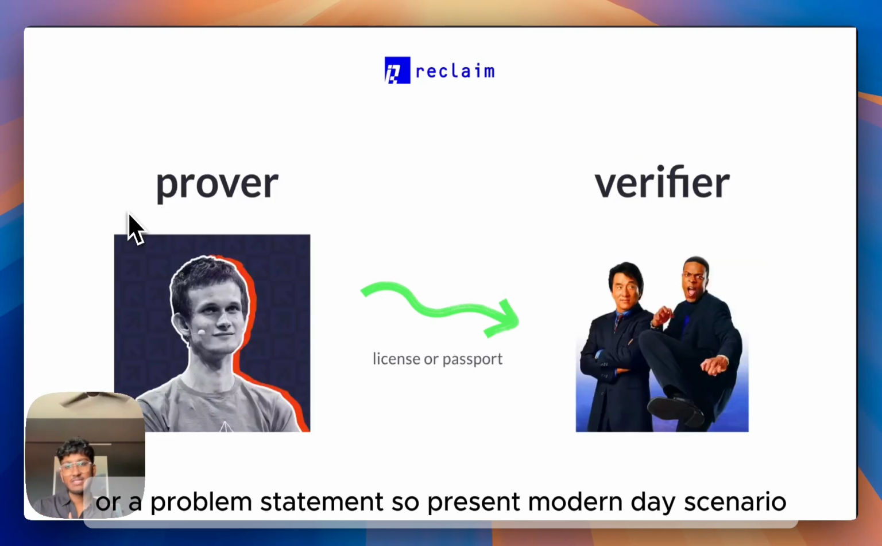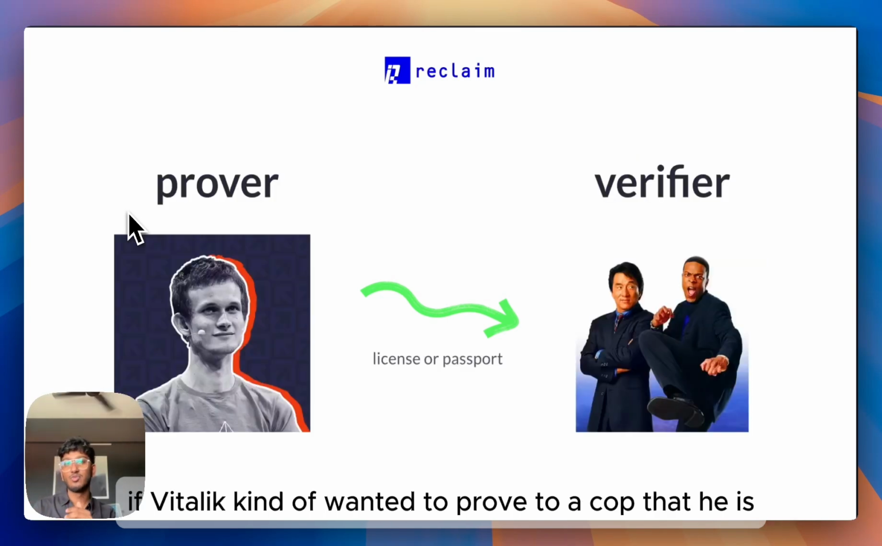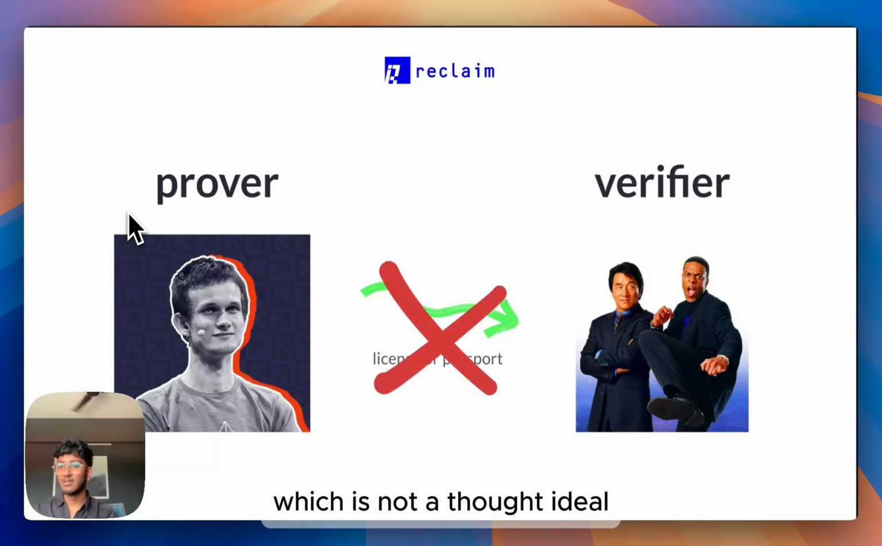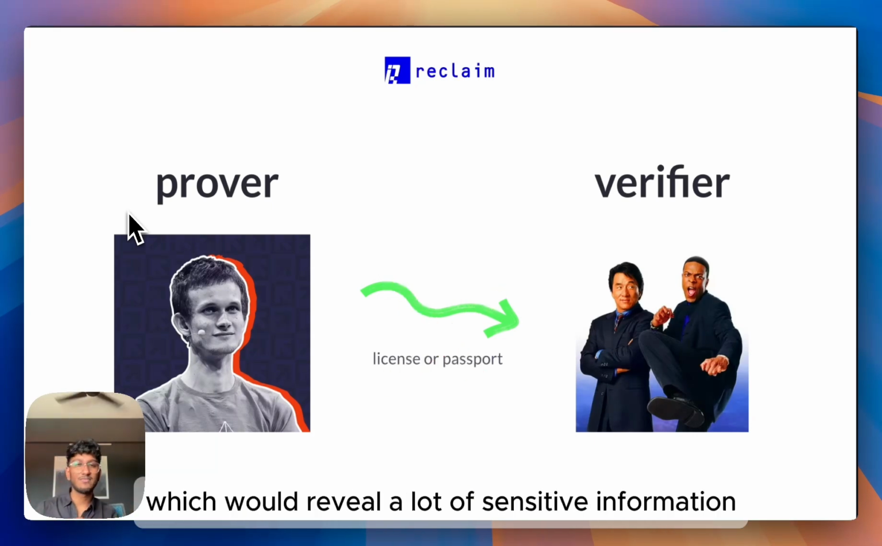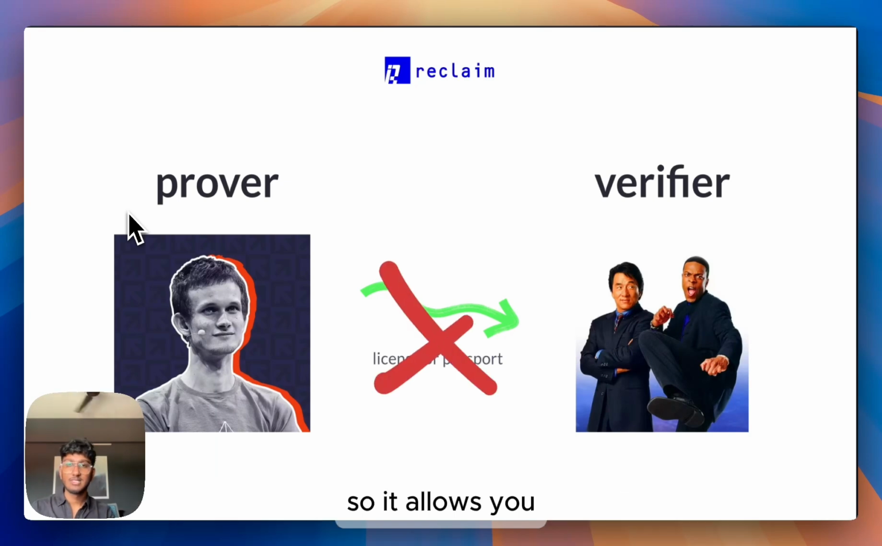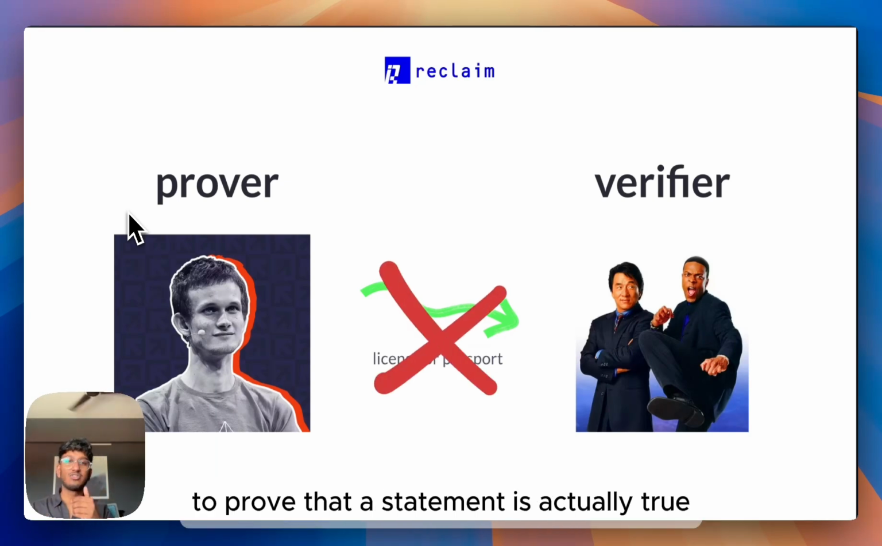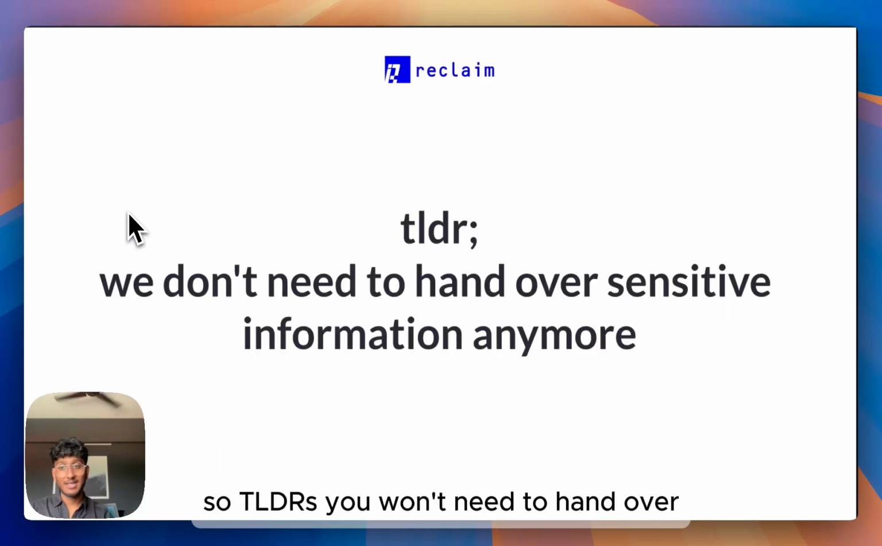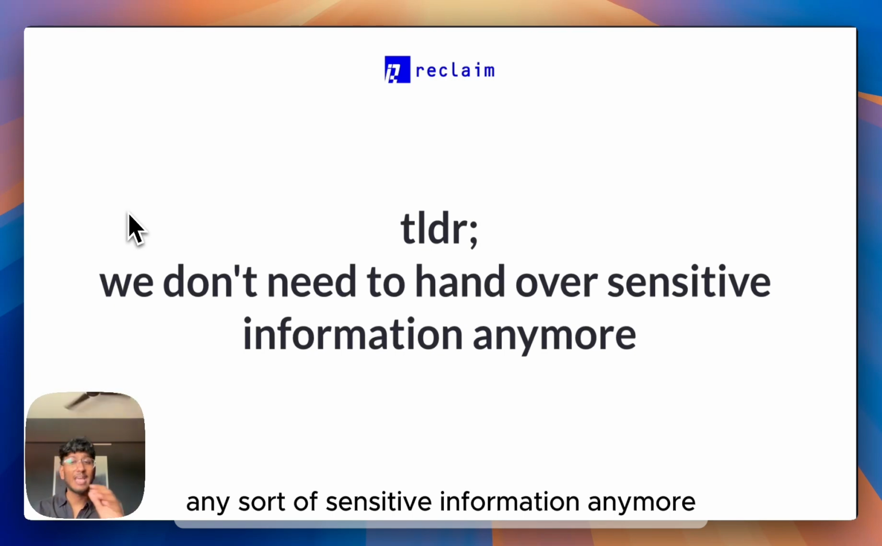So in a present modern day scenario, if Vitalik wanted to prove to a cop that he is in fact actually Vitalik, he would have to maybe give his license or his passport, which is not at all ideal, which will reveal a lot of sensitive information which he might not want to reveal. So this is the problem that ZK proofs solve overall. It allows you to prove that a statement is actually true without revealing any sort of sensitive information. So TLDR is you won't need to hand over any sort of sensitive information anymore.